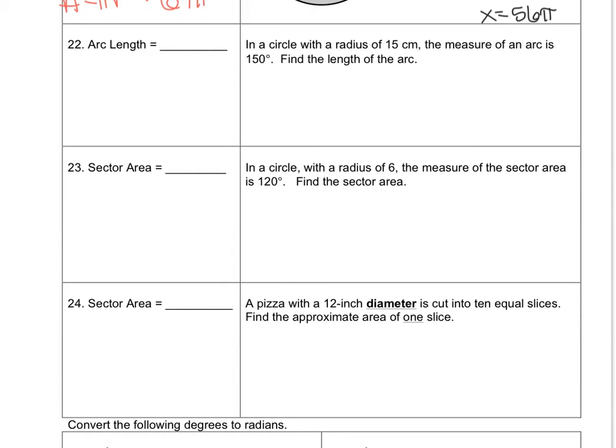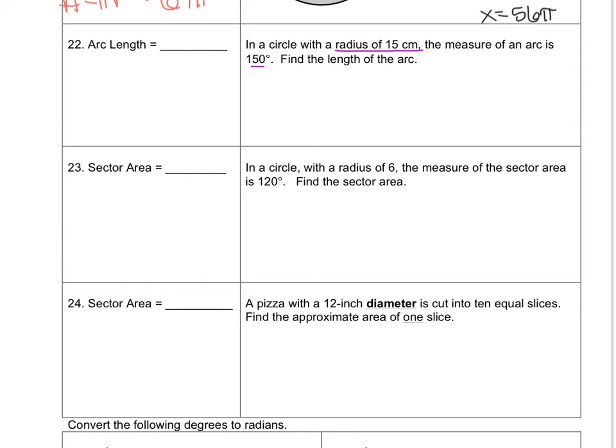Okay, 22, it says in a circle with a radius of 15, that's probably important information, I'm going to underline that. The measure of an arc is 150 degrees. Find the length of the arc. So really we're using arc length again. We're just going to plug it into our formula. Remember, it's the arc length over the circumference equals the number of degrees that you're using over 360 degrees.